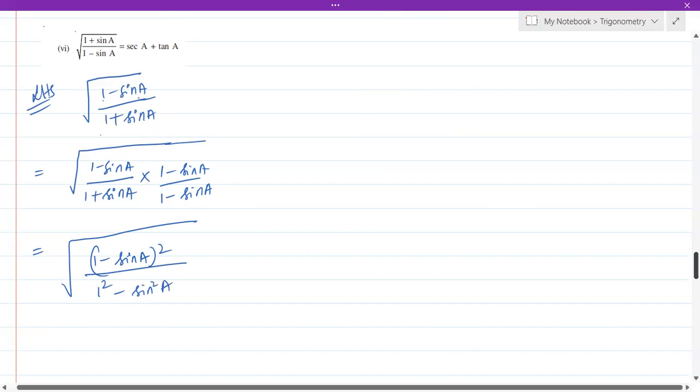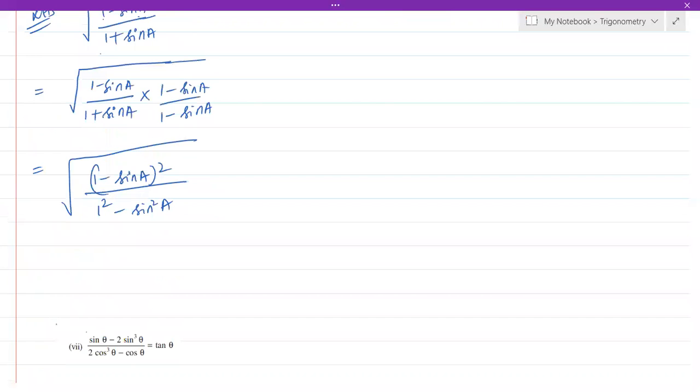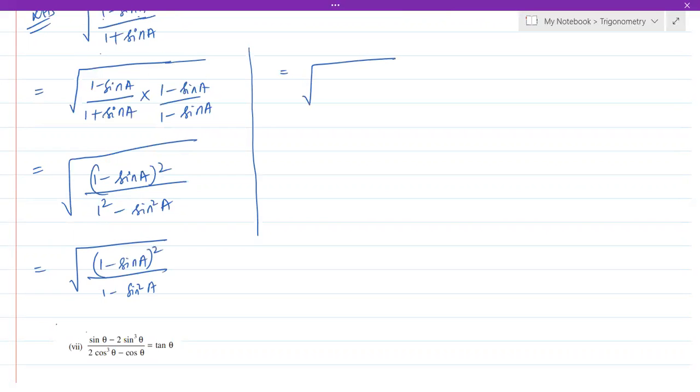Now, the next step: root of 1 minus sine A the whole square as it is. 1 squared can be written as 1, and this 1 minus sine squared A, in the next step we'll use the identity. So root of 1 minus sine A the whole square, the numerator as it is. Denominator 1 minus sine squared A can be written as cos squared A, by the identity.